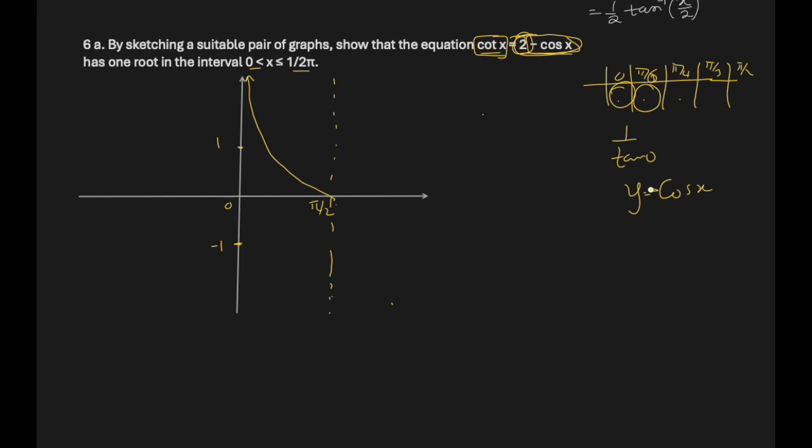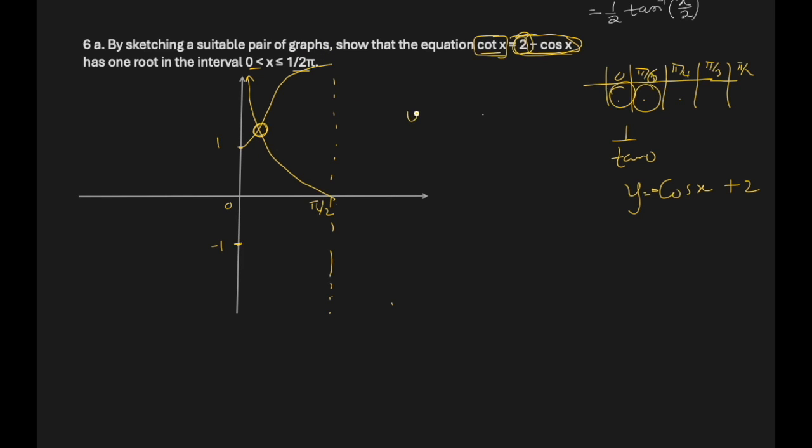So for the minus cos x graph I just showed you, I have to add plus 2 to this. So the minus 1 plus 2 will be 1. So the graph which was going like this will now go from here like this, so something like this. So we can see that there is only one point of intersection between this graph and this graph.